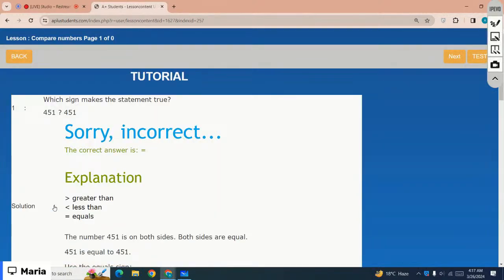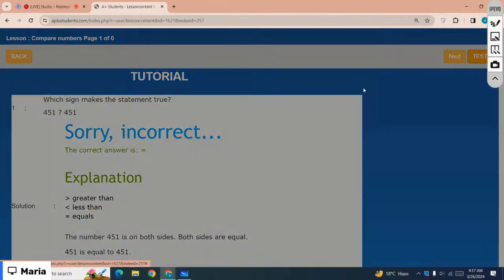Which sign makes the statement true? You are given 451 and 451. The numbers are exactly the same, right? That means they are exactly equal. The correct option is equal, right? Let's just start with the test questions.